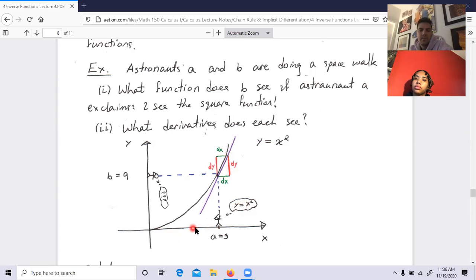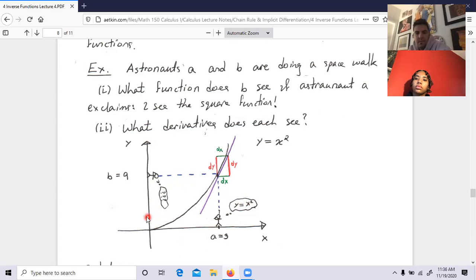Nothing more than to say that wherever the astronaut on the x-axis stands, the other coordinate is the square of the first coordinate. So if he stands at 3, the altitude is 9. If he stands at 2, the altitude is 4. Yes, so understand what is y equals x squared? It's just a relationship between altitude and position on this axis.